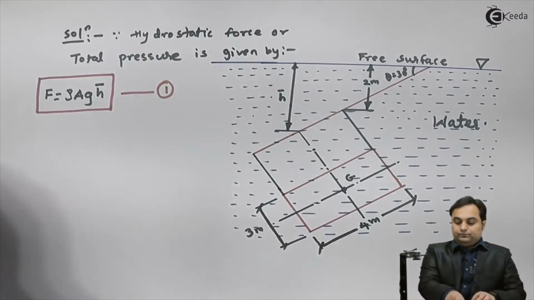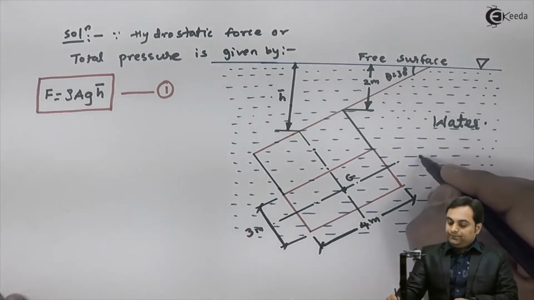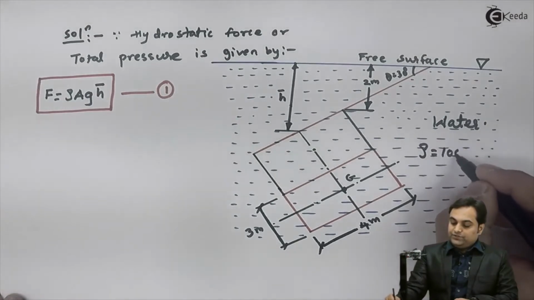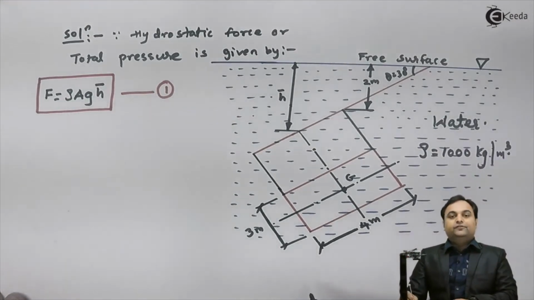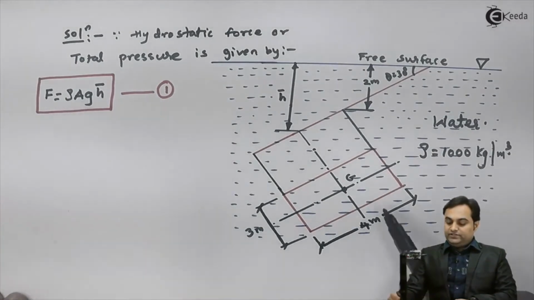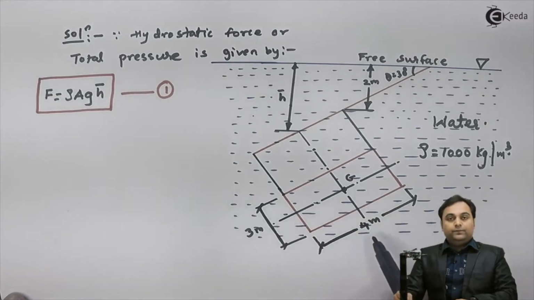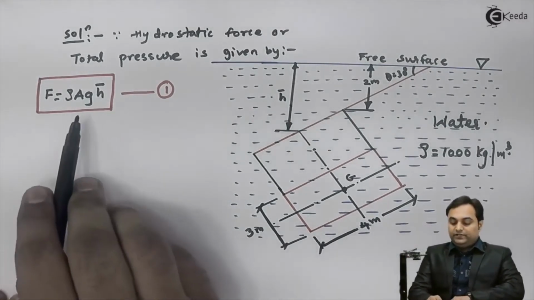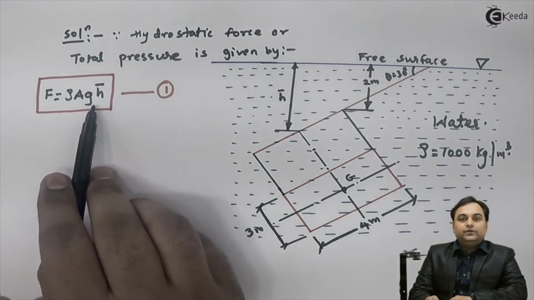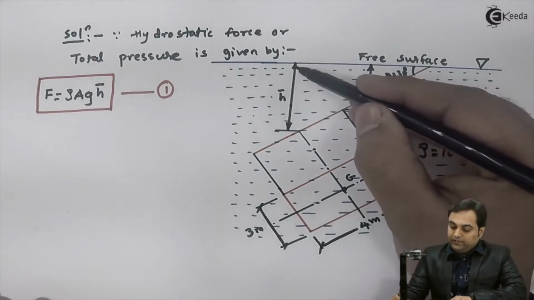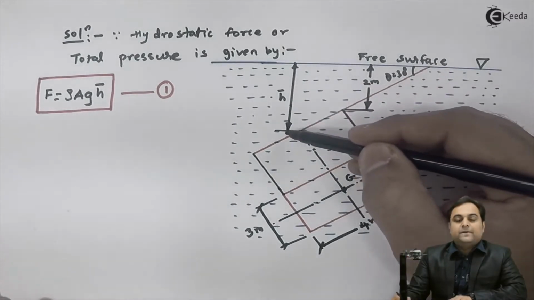Now, density of water we know it is 1000, rho is equal to 1000 kg per meter cube. This value is standard for water. Area of this element we can calculate, that is, it is 3 into 4. Now g is 9.81. H bar is the only value which we don't have here. So we need to calculate the distance of the centroid of this rectangular plate from the free surface.